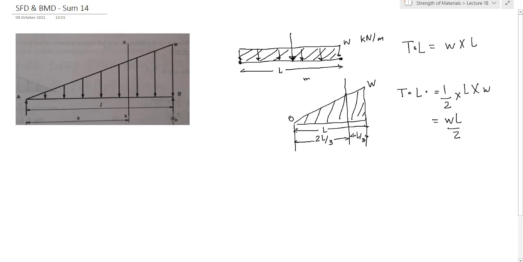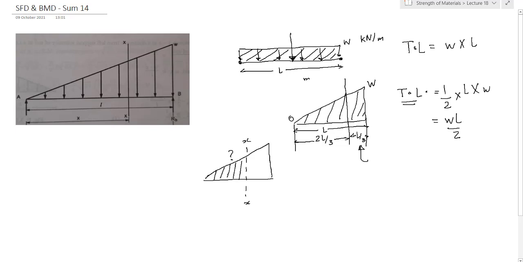What is the first thing? First thing is, what is the total load applied by a uniformly varying load? It is half into L into W. And where does it act? It acts at a distance of L by 3 from the maximum point. Now similar to this, see, this is the entire uniformly varying load. What if we want the amount of load applied by the part which is to the left of X? We are only interested in this much load.